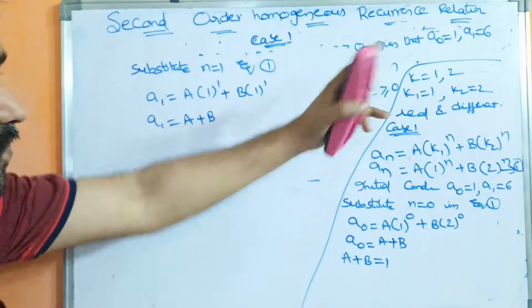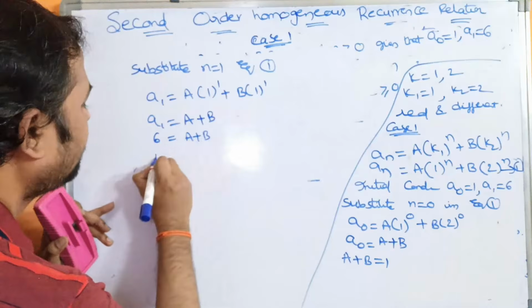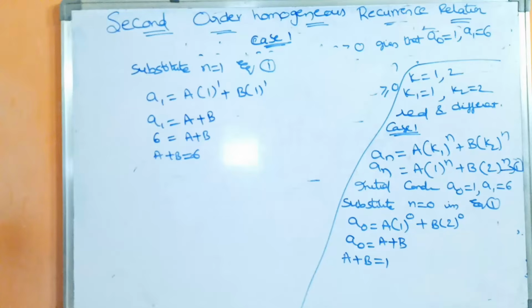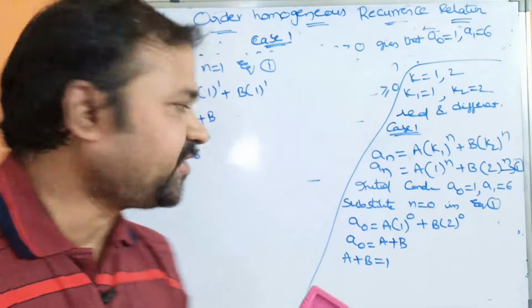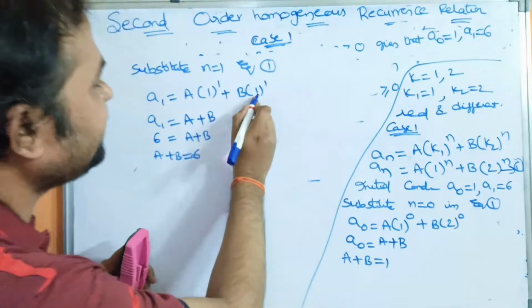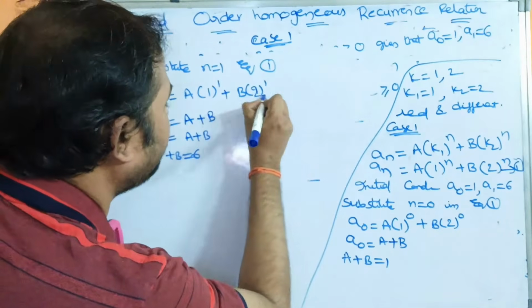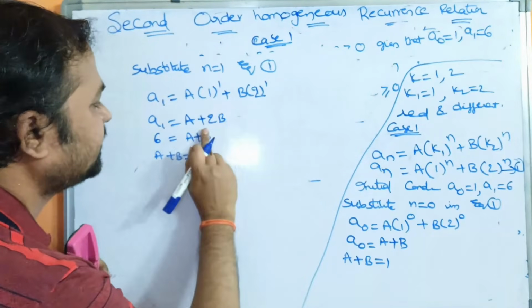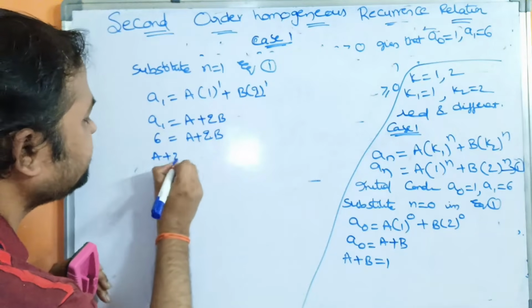So what is a1 value? We know the a1 value. So 6 is equal to a plus b. So a plus b is equal to 6. I'm sorry, here there is a small mistake. Here what is k2 value? k2 value is 2, not 1. So 2 power 1, 2 power 1, means 2b. So we can say that a plus 2b is equal to 6.